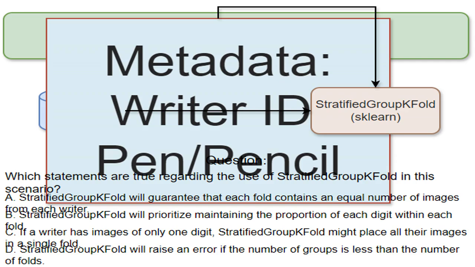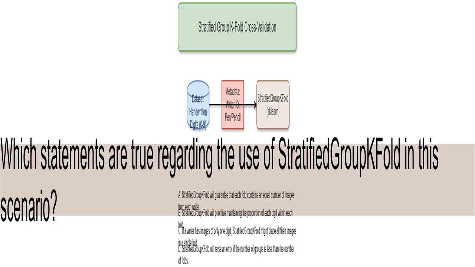I'm asking which of the following statements about StratifiedGroupKFold are correct in the context of this data. Think of it as a multiple-choice quiz. This statement is true. StratifiedGroupKFold makes sure that each split has roughly the same proportion of each digit, 0 to 9. It gives priority to maintaining digit balance while also keeping images from the same writer together.